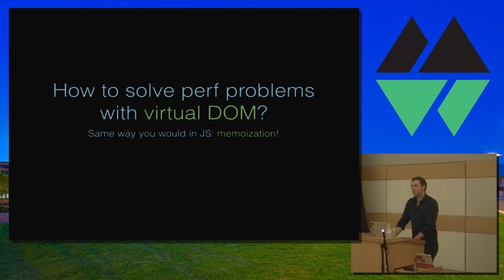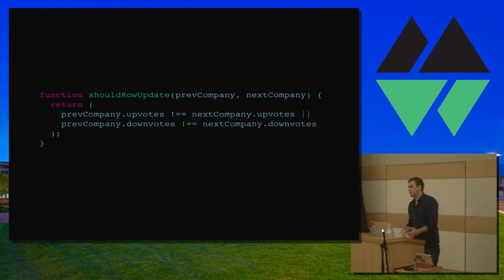With virtual DOM, because this is just JavaScript and your implementation is a black box to us, you would solve it the same way you would in JavaScript, which is caching or memoization. So with our reference implementation, React, you can provide a hint to the system that says, hey, cache the results of this component. And it looks something like this.